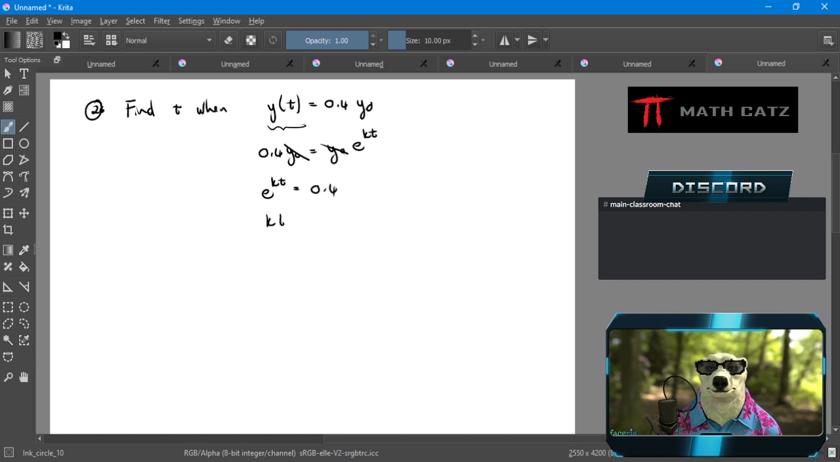So same process, kt is the natural log of 0.4. So t is the natural log of 0.4 over k. And I just have to make sure I use the most accurate k I can, coming from the half-life formula.